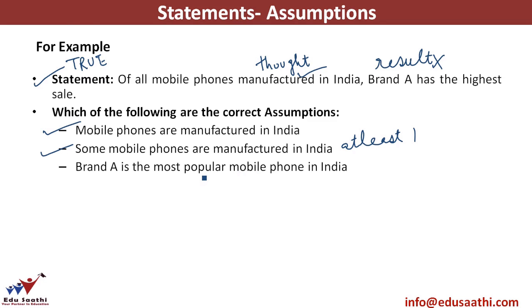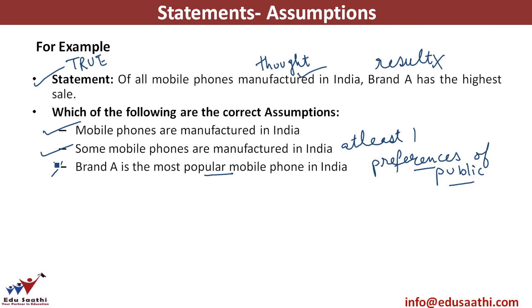We are given sales figures. Popularity figures will have the preferences of the populace or the public. Whoever is saying this cannot comment upon the preferences of the public. Whoever has said this statement that brand A has the highest sale, based on this statement we cannot comment upon the preferences of the public.